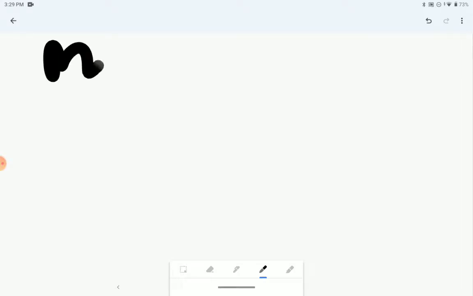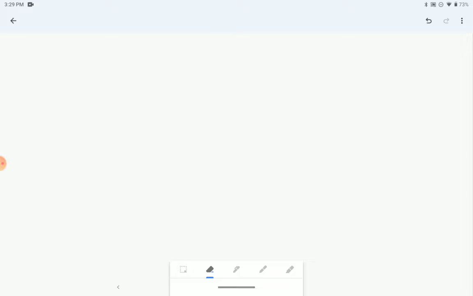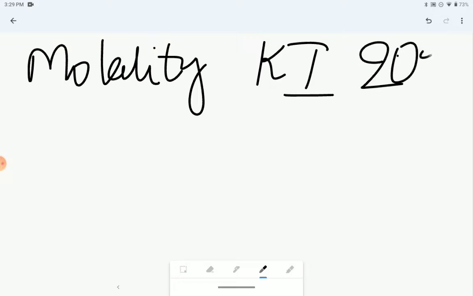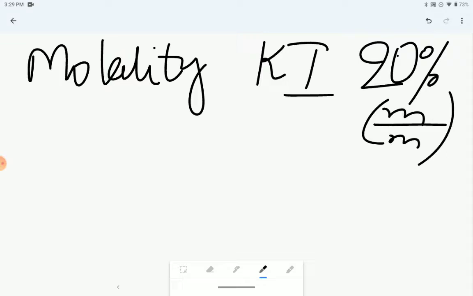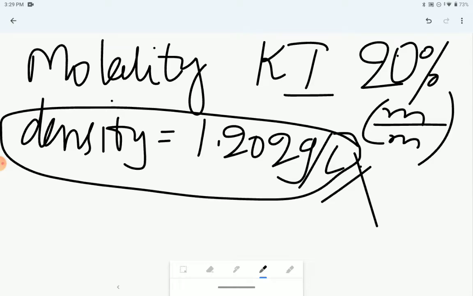Calculate molality of potassium iodide if the density of this 20% m by m aqueous KI is 1.202 gram per liter. Actually this can be left. It was given for confusing you. Density is not at all required for this question.